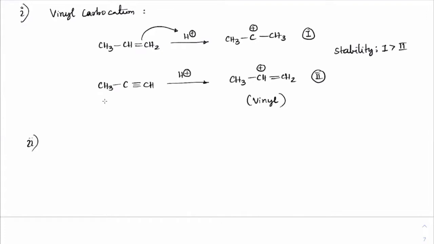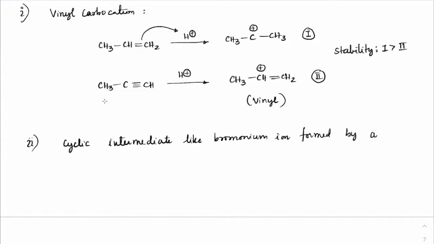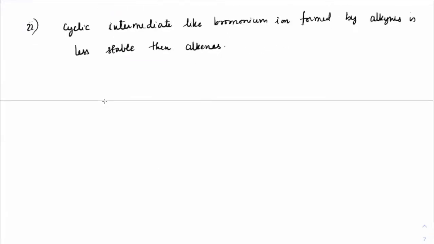Second reason is cyclic intermediate formation. A cyclic intermediate like the bromonium ion formed by alkynes is less stable than that formed by alkenes. Why? In case of alkenes, we will get this as CH2 with Br formation and plus charge. This is what you will have.